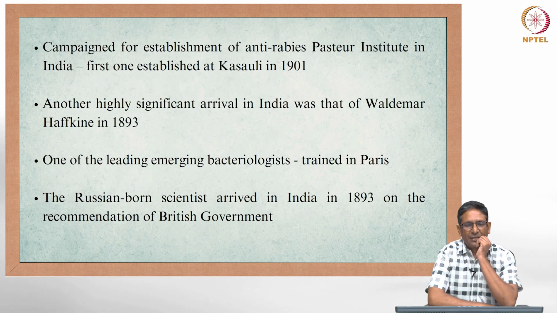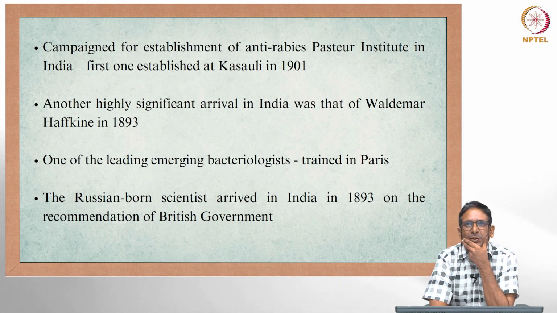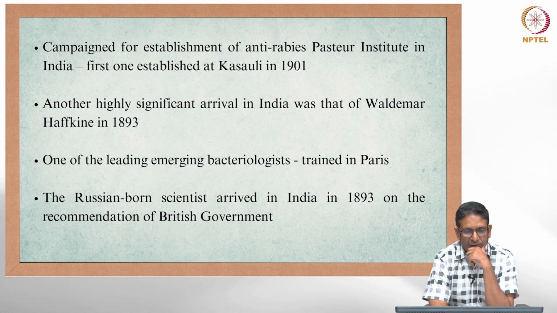So he campaigned very vigorously, for instance, for particular things like the establishment of the anti-rabies Pasteur institute in India. Several of them were established. The first one was established in Kasauli, up in the hills, in 1901.